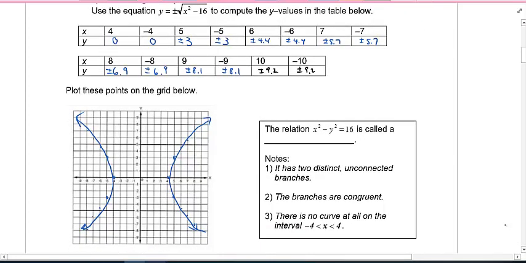This is called a hyperbola. Now notice that it has two distinct unconnected branches. The one on the left, a branch, the one on the right, a branch. Yet the branches are congruent. They are actually exactly the same, just a reflection. And there is no curve at all in this interval between negative 4 and 4. So there's nothing here. Nothing. Okay?